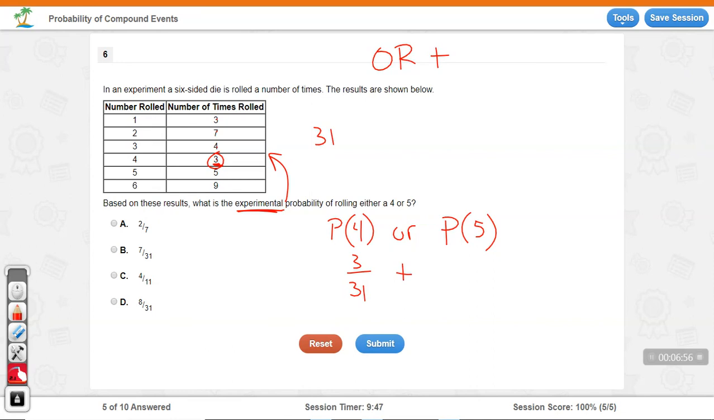Or tells me to add 5. How many 5s did we get? Well, 5 was 5, actually. We had 5 rolls, 5 5s rolled. And that's 5 out of 31. So that gives me a total. If I add these together, remember, in adding fractions, we keep that denominator and add the tops. 5 plus 3 is 8, giving me 8 out of 31 as my experimental probability in this case.